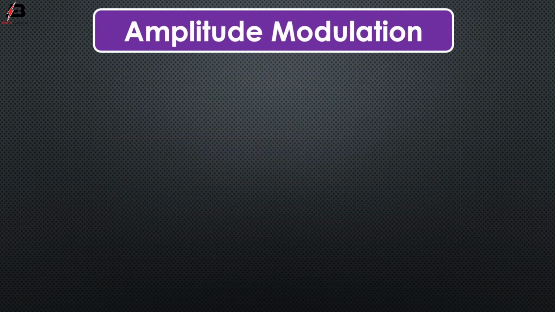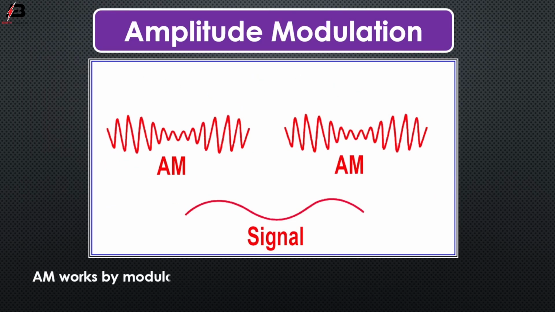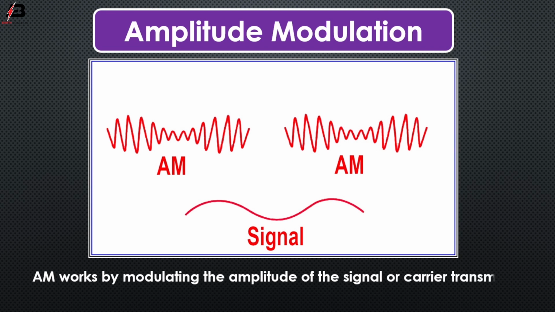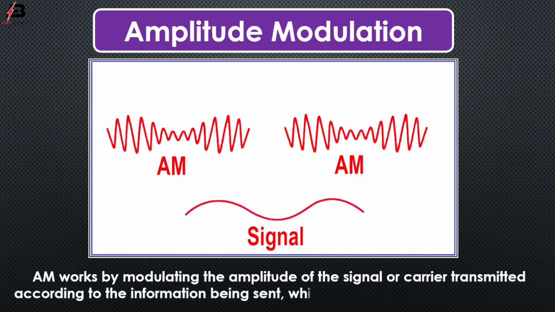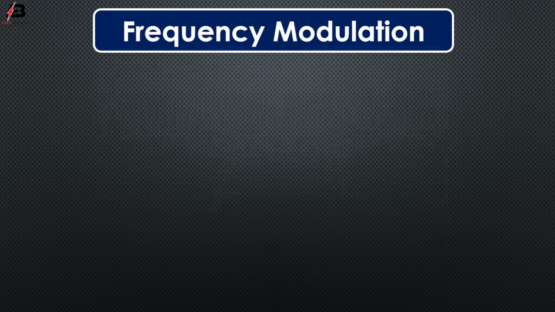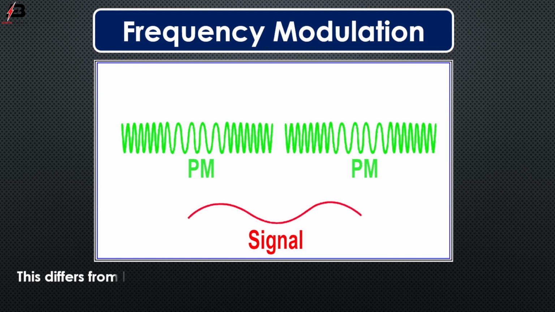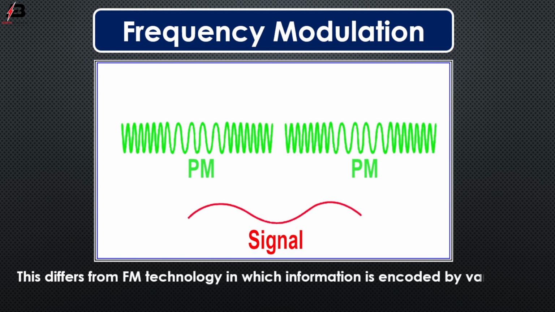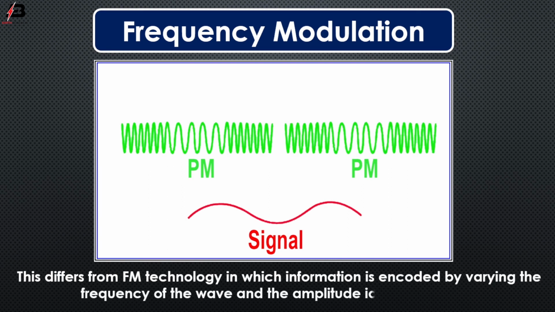Amplitude modulation. AM works by modulating the amplitude of the signal or carrier transmitted according to the information being sent, while the frequency remains constant. Frequency modulation. This differs from AM technology in that information is encoded by varying the frequency of the wave and the amplitude is kept constant.